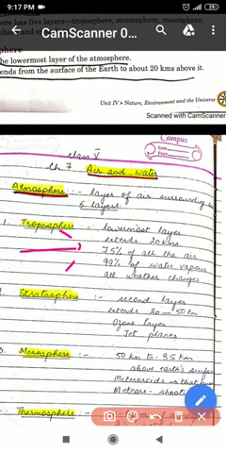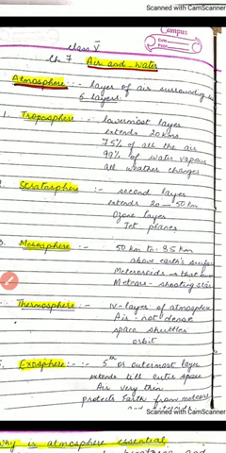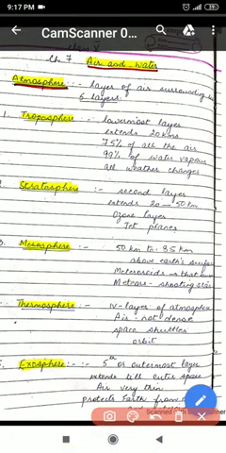Our next layer is the stratosphere. That is the second layer. It extends from 20 kilometers to 50 kilometers. The ozone layer that protects us from harmful ultraviolet rays is also present in the stratosphere, and jet planes fly in this layer.